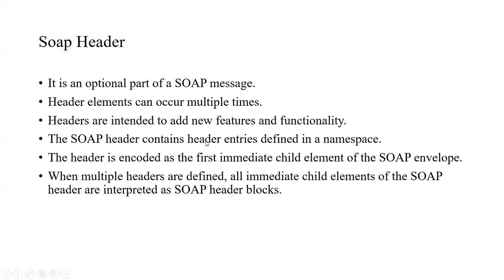The SOAP header contains the header entries defined in the namespaces. Whatever namespace we use, we can assign it to the particular header. The header is encoded as the first immediate child, so the header is the first element after the envelope. When multiple headers are defined, all immediate child elements of the SOAP header are interpreted as SOAP header blocks. So we can use multiple headers here, and they are known as SOAP header blocks.